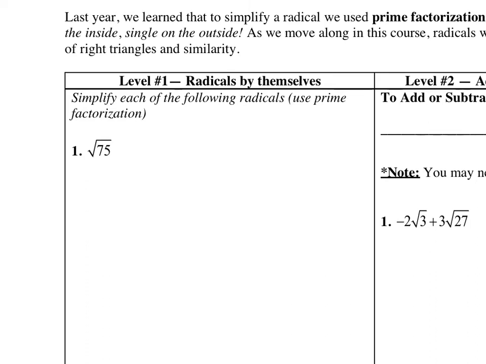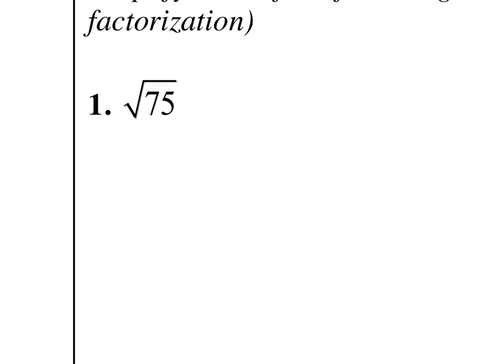So simplify each of the following radicals, make sure that you use prime factorization. The first radical we want to simplify is 75. So we need to ask ourselves, what are two numbers that multiply to 75? Remember, we don't want to do 1 and 75. We want to do another combo. Well, I know that 5 goes into 75, so I'm going to break it apart into 5 and something else. I know that 5 times 15 goes into 75.